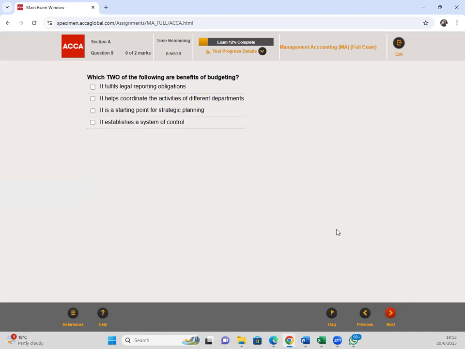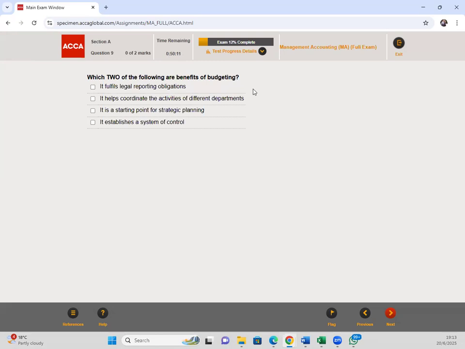Okay, which two of the following are benefits of budgeting? We prepare budgets. Why do we budget? What are the benefits of budgeting? Which two can be said to be the benefits of budgeting? For what purpose do we budget?